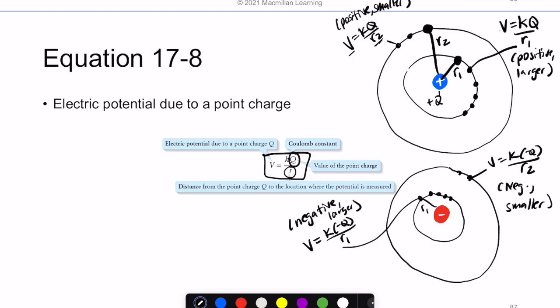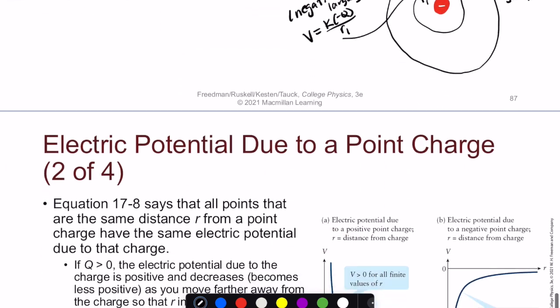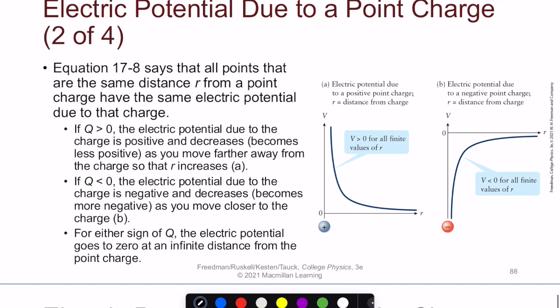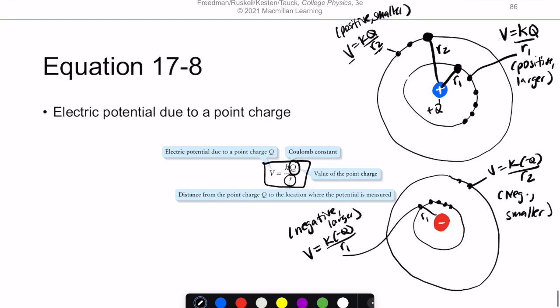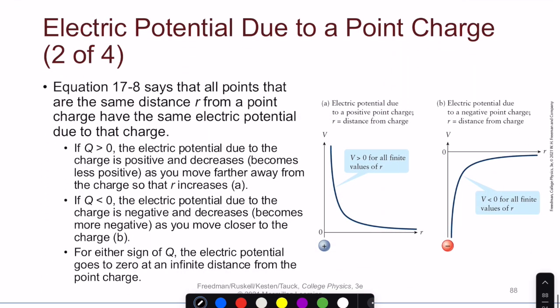Okay, so now we can see a picture of what's going on, and that will maybe help you make sense of this new unit of potential, okay? And then these charts explain exactly what I just did here, but I did it in terms of circles around the charges.